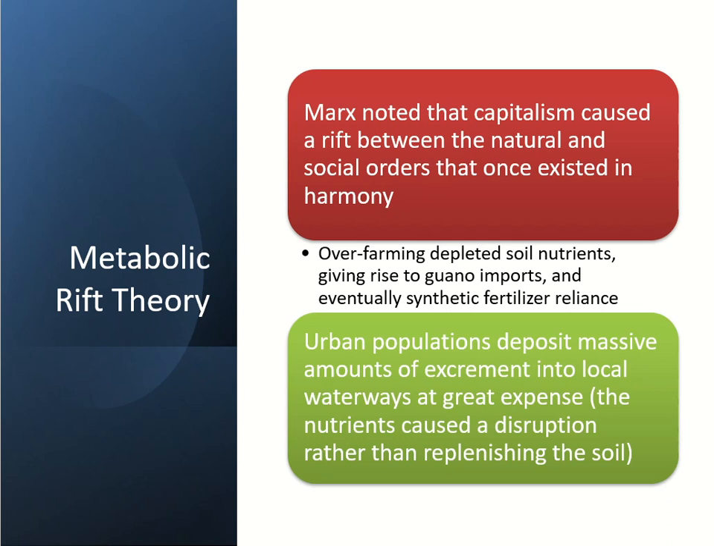The other part of metabolic rift theory has to do with urban populations who are, of course, creating large amounts of human excrement in such quantities that it's actually toxic. And instead of replenishing the nutrients of the soil, it is actually overwhelming it and creating a problem. So it's another example of where the natural and the social order has been disrupted, according to Marx. So maybe thinking of ways to use gray water, which is a sewage byproduct, to recapture nutrients is another potentiality going down the road.